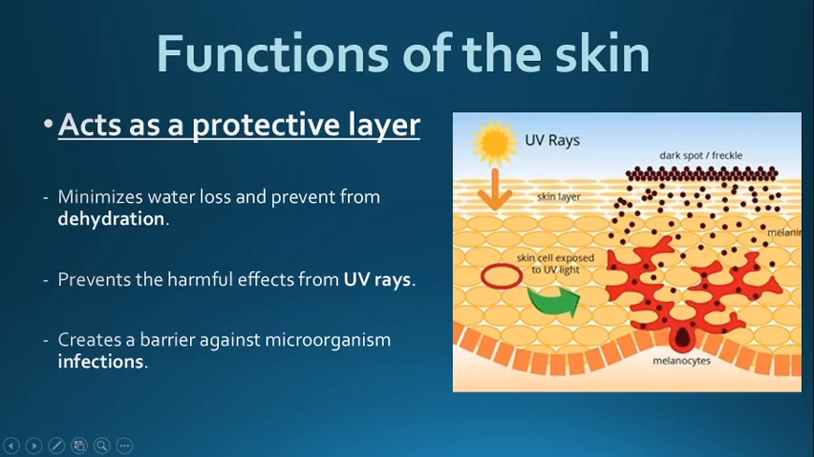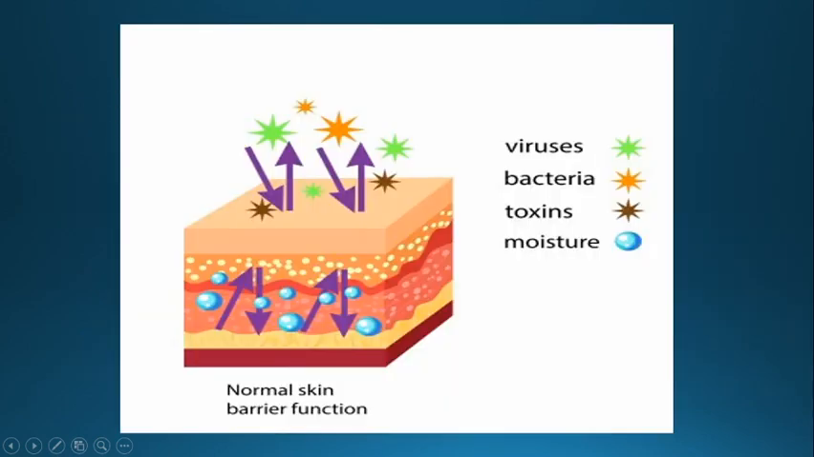The third one is creating a barrier against microorganisms and infections. Look at this. There are many types of microorganisms living around in this environment. There are viruses, bacteria, fungi, and many more types of microorganisms. But they cannot go through the skin because skin is a barrier for them, so they cannot enter our body easily. It prevents microbial infections in our body.